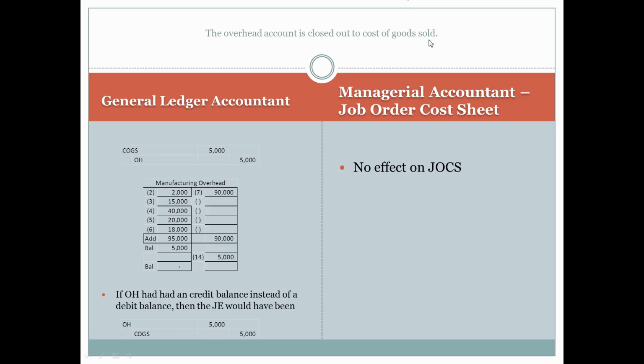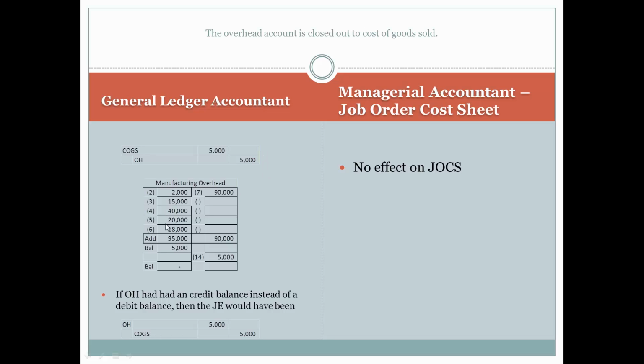The overhead account is closed out to cost of goods sold. No effect on the job order cost sheet. So let's look and see what's going on in the general ledger account. Cost of goods sold will be debited and overhead credited for the balance in the overhead account.